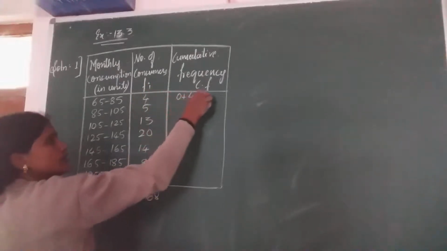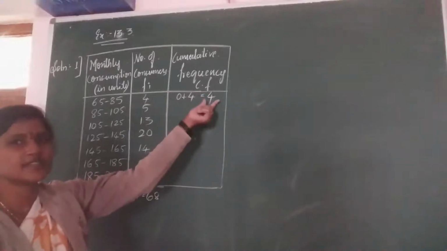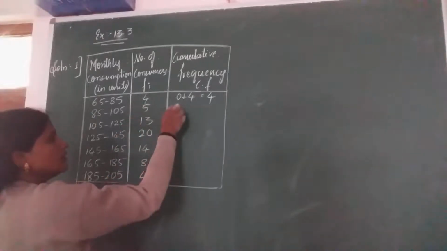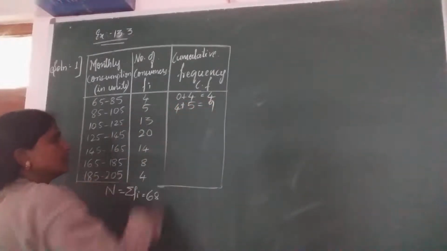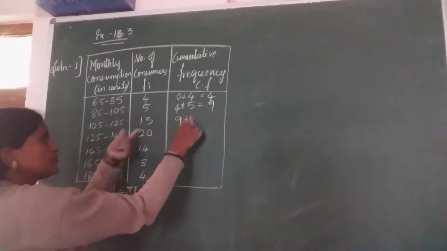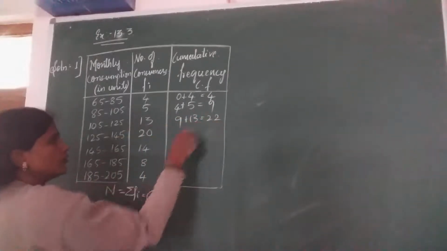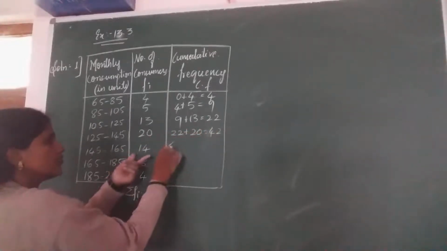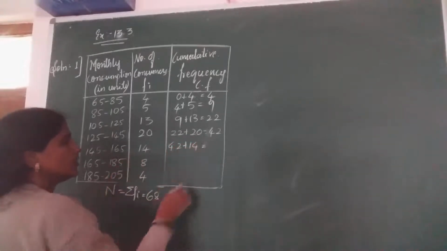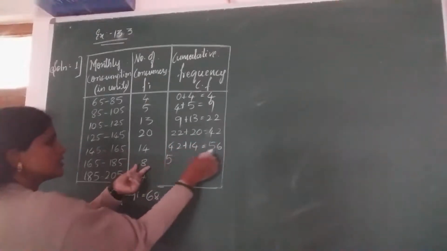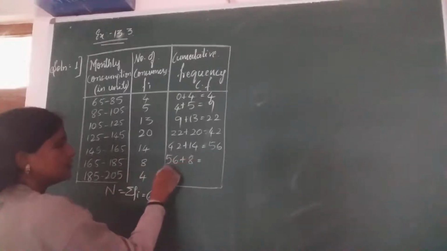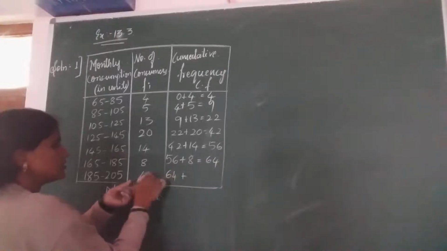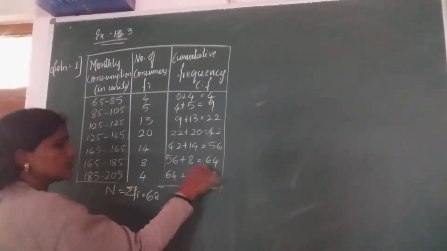0 plus 4 is 4. Next, the preceding sum is 4, and adding the next frequency, 4 plus 5, is 9. Now the sum is 9, plus the next frequency 13, so 22. Next frequency is 20, so 42. Sum is 42, next frequency is 14, so 56. 56 plus next frequency 8 is 64. 64 plus next frequency 4 is 68.